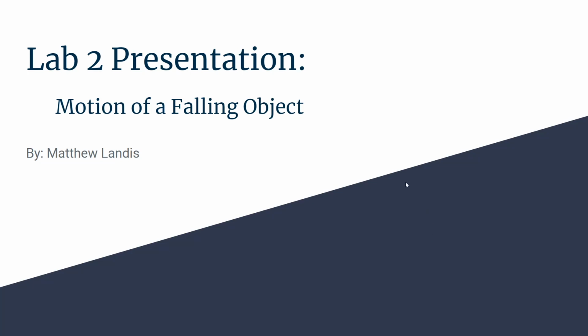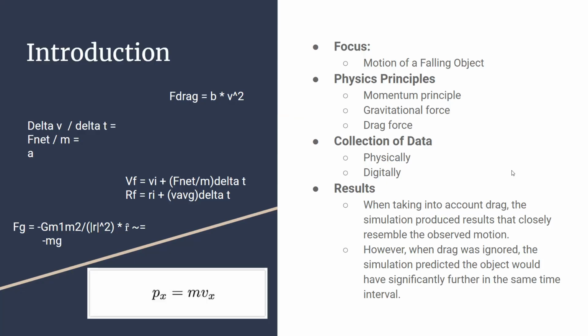Hello, this is my Lab 2 presentation on motion of a falling object by Math Madness. This lab explores falling motion experienced by an object, meaning that the object is accelerating towards the ground. This includes a real-world demonstration of Newton's second law of motion, as the net force equals the sum of the forces of drag and gravity.